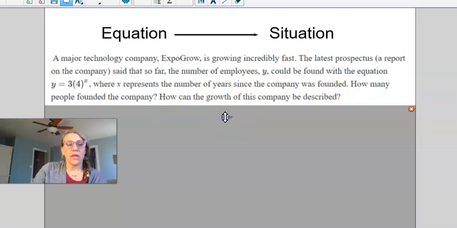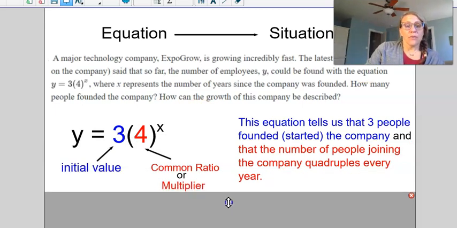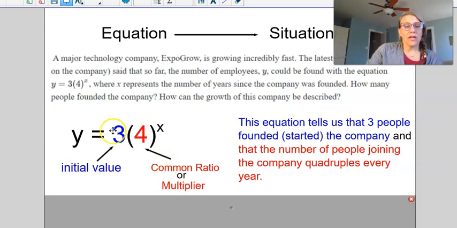So we want to be able to look at that equation and understand what that equation is telling us. Just a reminder, and I'm going to use some color here to help you, that 3 is that initial value or that starting value. The 4 is the common ratio or the multiplier in this situation because it's exponential. So this equation is telling us that 3 people founded or started the company, and that the number of people joining the company quadruples every year, or is multiplied by 4 every year. So that's what that equation is telling us.